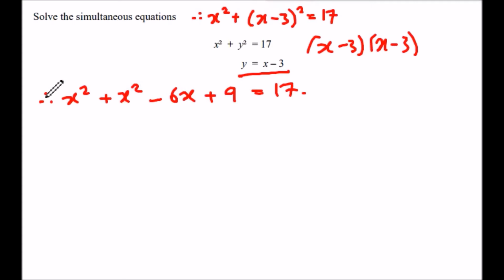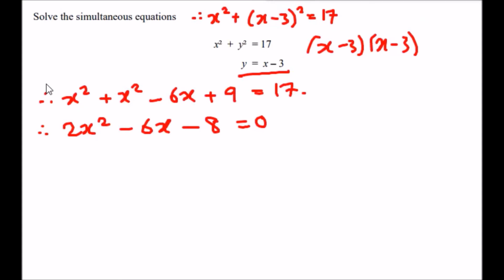Now what I want you guys to do is to throw everything on the left hand side, okay? So this means we need to put everything and equate it to 0. So collecting like terms, x squared plus x squared will give us 2x squared. We got just minus 6x, no other x terms. And then we got 9 take away 17, which is negative 8.